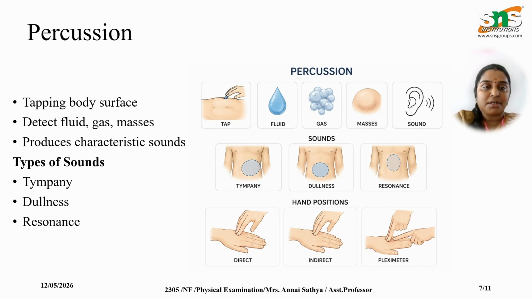So next method is percussion. Percussion is the technique of tapping the body surface to produce sounds. These sounds help to identify the presence of fluid, air, or solid masses inside the body. Different sounds are heard during percussion. Tympany is a drum-like sound usually heard over air-filled structures. Dullness is heard over solid organs or fluid-filled areas. Resonance is a normal hollow sound heard over healthy lungs. Percussion helps to assess the condition of internal organs.